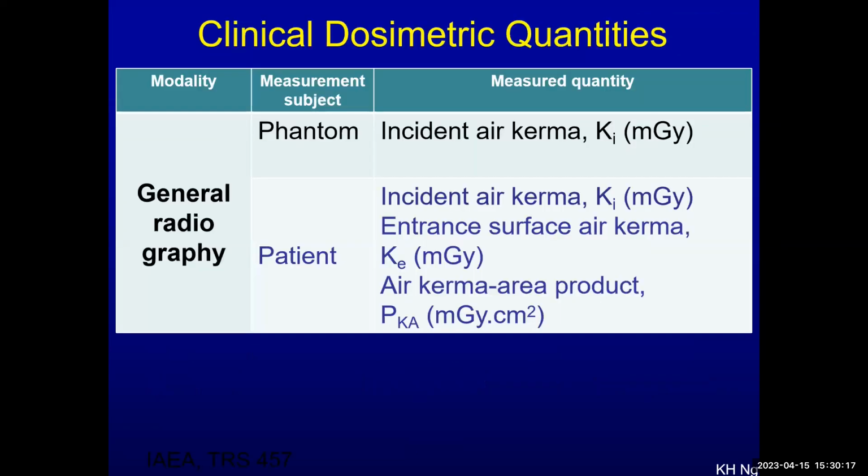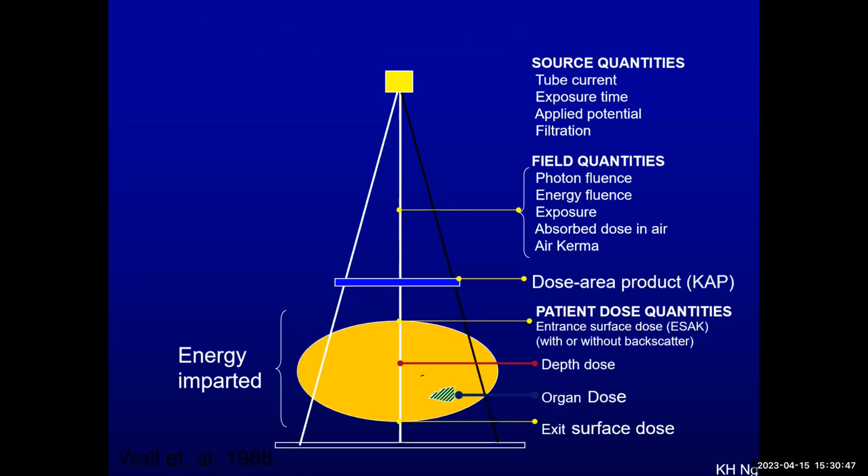So they have the general radiography. We have the incident air kerma, and then on the patient, the entrance surface air kerma, which popularly we call ESAK, E-S-A-K, and then also the air kerma area product or KAP, or for the old ones among us, we call it DAP, the DAP meter, or now it's called KAP meter. Let's refresh. Dr. Wong explained this clearly. We want to measure, right? Find out the entrance surface dose, or we call it entrance surface air kerma.